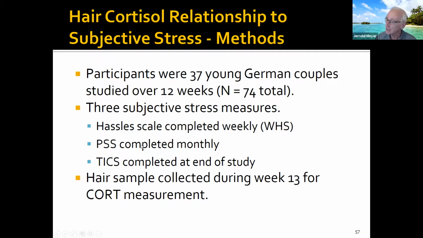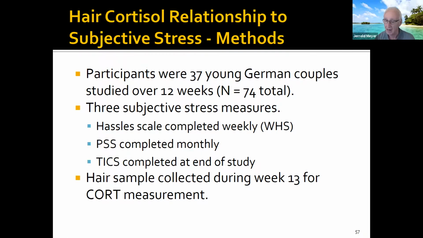They gave the PSS. PSS goes back a month, so they gave it 3 times. They gave it at the end of every 4 weeks, okay? So they got past this issue of only giving it once at the end of the study when you've got 3 centimeters of hair, so they don't correspond. They gave it 3 times. And then they gave the Trier chronic stress measure once at the end of the study. And they collected the hair sample at week 13. So they're going back over the 12 weeks of the study when they had these subjective stress measures.